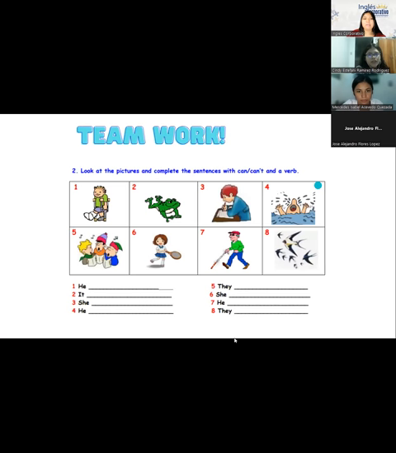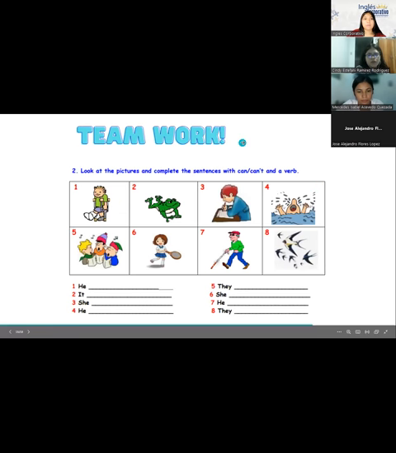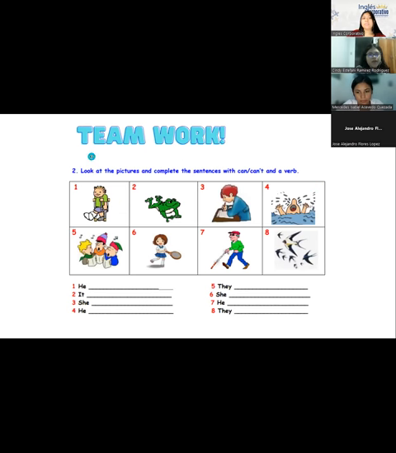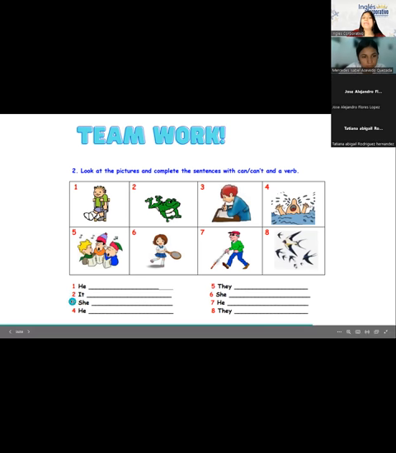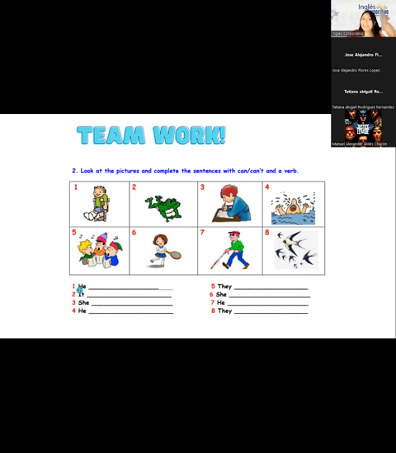Vamos a trabajar en lo siguiente. Teamwork. Mire, así se dice trabajo en equipo. Teamwork. Look at the pictures and let's complete the sentences with can, can't, and a verb. For example, number one, what do you think, picture number one? He can't walk. Okay, we are going to work on this.